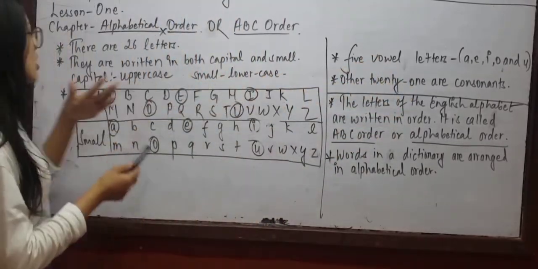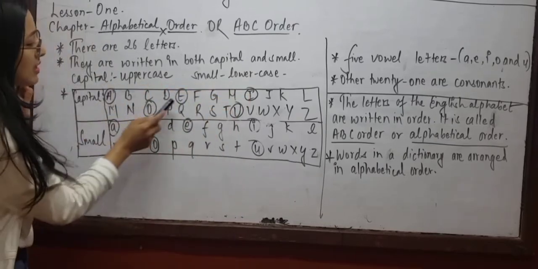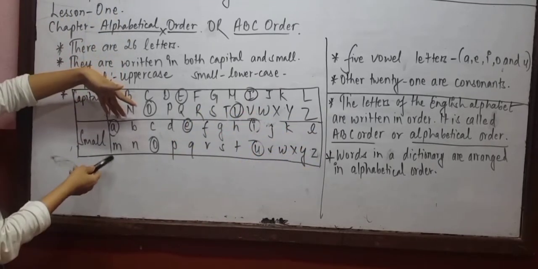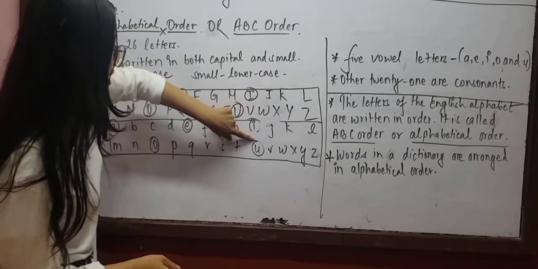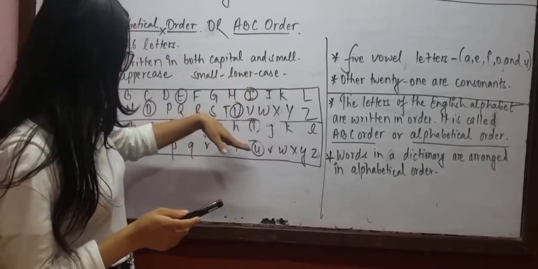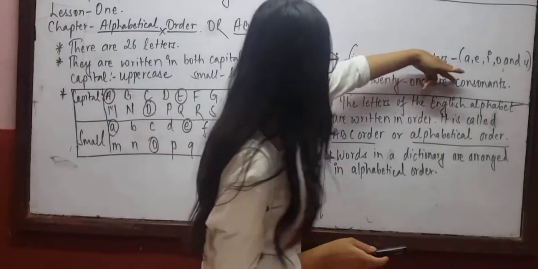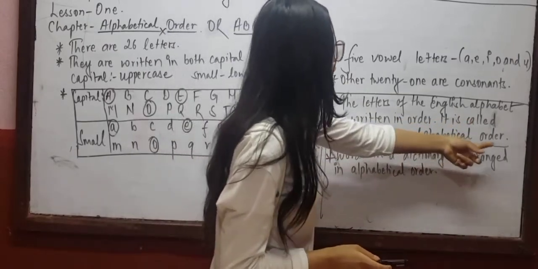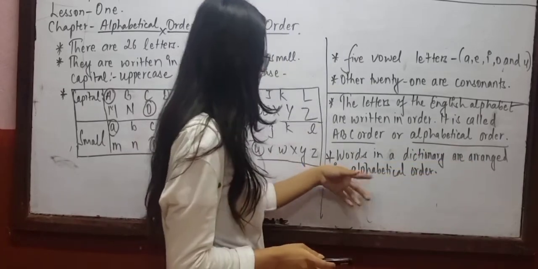So you can see here we have circled A, E, I, O and U. These are vowel letters and the rest which are not circled are known as consonant letters. And likewise you can see in small letters, that is your lowercase letters, A, E, I, O and U are circled. That means they are vowel letters, and the rest which are not circled are consonant letters. The letters of the English alphabet are written in order. It is called ABC order or alphabetical order. Words in a dictionary are arranged in alphabetical order.